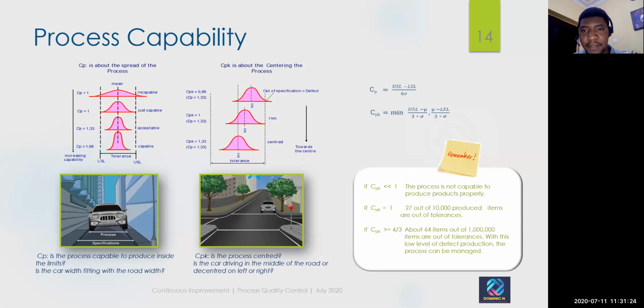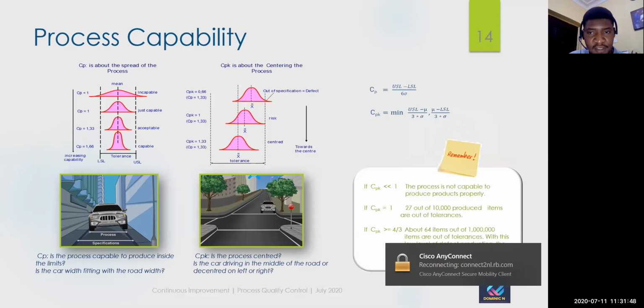Is my process capable of producing inside the limit? I need to get my CP correct before thinking of my CPK. It's the biggest miss most times. Everybody's so focused on CPK when CPK is not your problem. Get your process capable first, put your process within the limit. Is the car fitting to the width of the road? If you see the picture we have here.